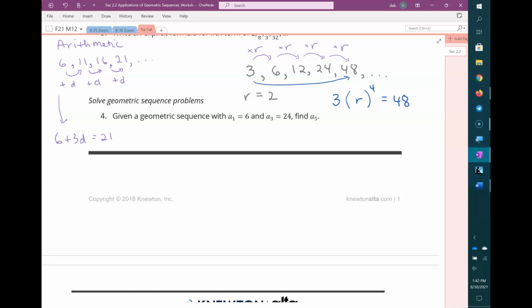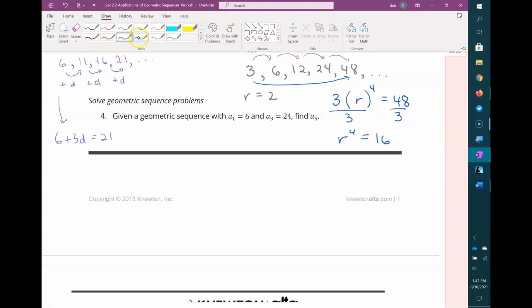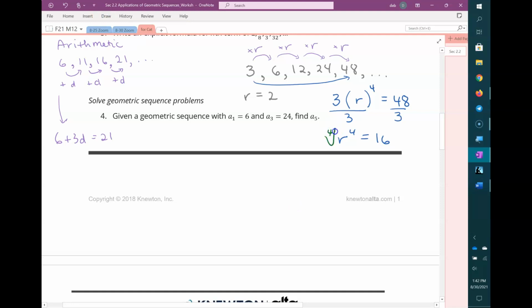So now we can figure out what r has to be, because r to the 4th is 16. And to solve an exponential equation like this, we do the root. So the 4th root is going to be 2. So we figured out that we're multiplying by 2, multiplying by 2, multiplying by 2.